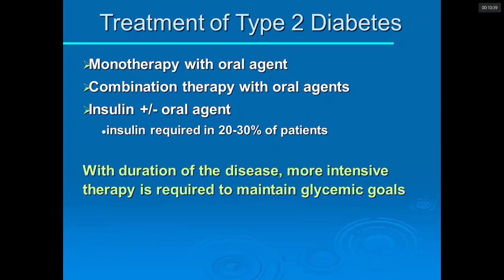Treatment of type 2 diabetes. Either we have monotherapy with an oral agent, or combination therapy with oral agents, or insulin with an oral agent. And insulin is required in about 20-30% of patients. Nowadays, I think we have increased this figure to 30 to 40%. So early initiation of insulin is important in patients with uncontrolled blood sugar. With the duration of disease, more intensive therapy is required to maintain a glycemic goal.